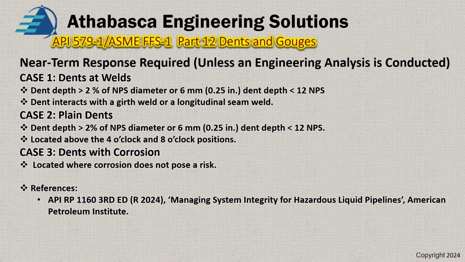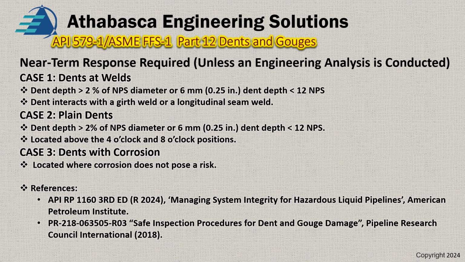So the first one is called API 1160, Managing System Integrity for Hazardous Liquid Pipelines. I'm fairly experienced with that one. Lots of really good advice there. This other one, I've only read it once. It's more in depth. It's the RP, done by a consultant for the Pipeline Research Council International, 2018.